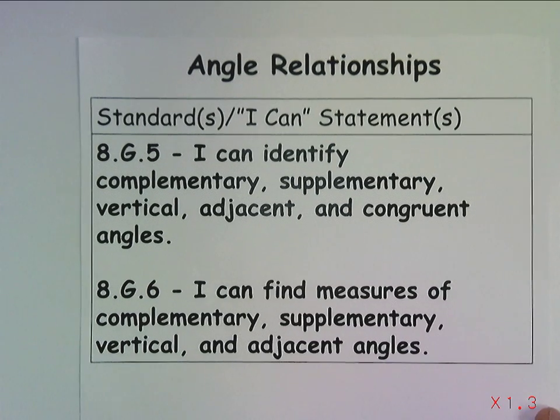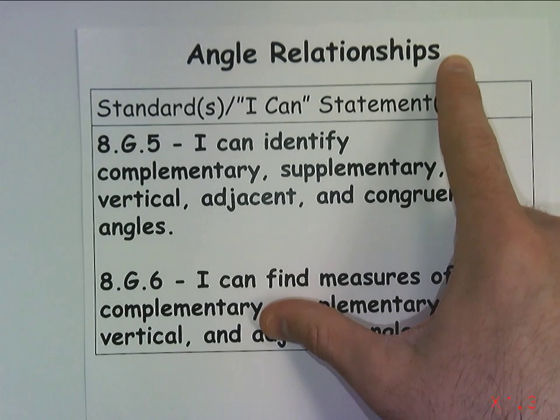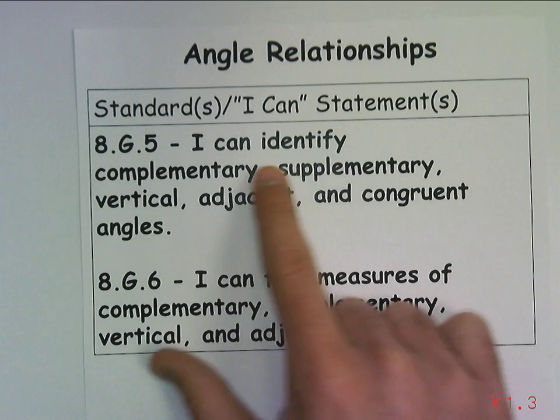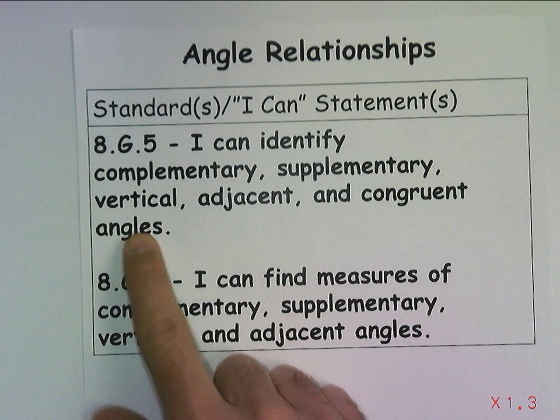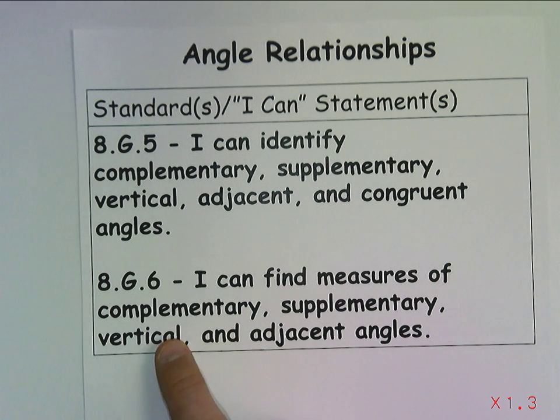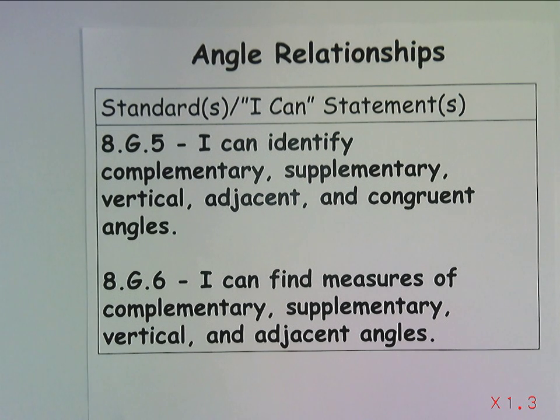And as just a recap, like always, let's go back to our I can statements. So today we worked with angle relationships. One standard we worked with is I can identify complementary, supplementary, vertical, adjacent, and congruent angles. And I can find measures of complementary, supplementary, vertical, and adjacent angles. That was everything that we've covered today. So hopefully after watching this video, you have a better understanding of the different types of relationships, as well as how to find missing measures of angles. If you have any further questions, please go back and watch the video, or you can always ask me.